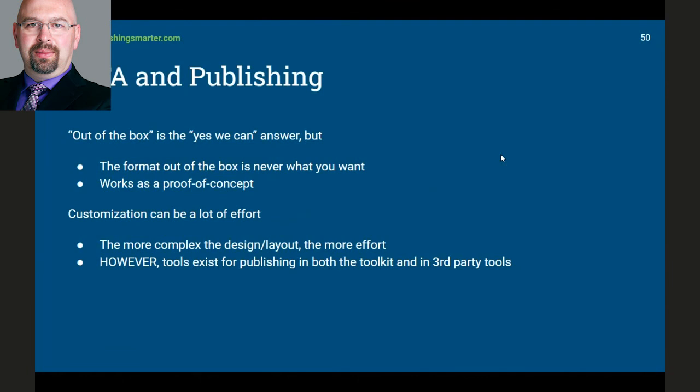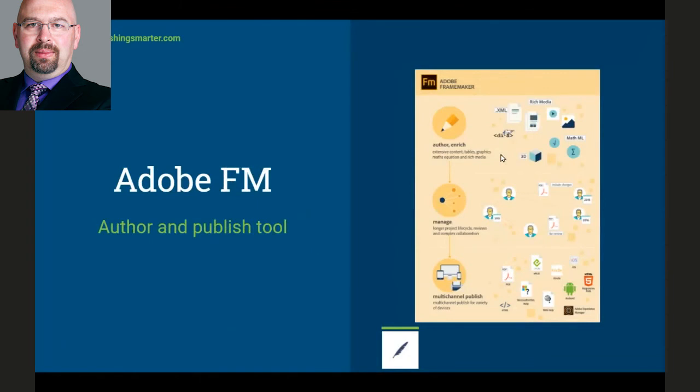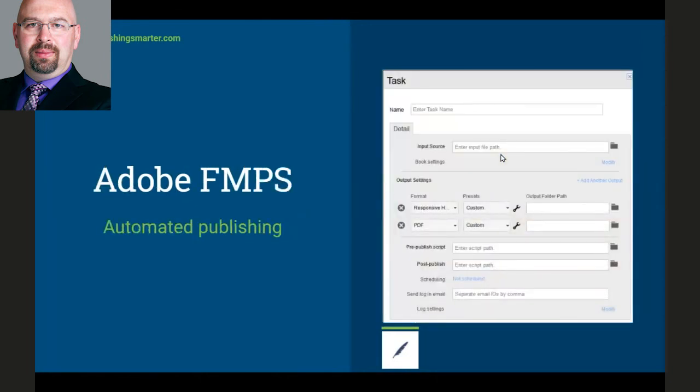But tools do exist to make it easier, both in the toolkit and in third party. So in the toolkit, you can come along and do all of your XML editor work the way I've shown you, work inside your content management system, create your topics, your DITA maps, pull them together and publish through the open toolkit. FrameMaker can also be used to do your authoring and your publishing. You can create your content, add things to it, manage your material, and then do multi-channel publishing. I'm going to show you a little bit of that one.